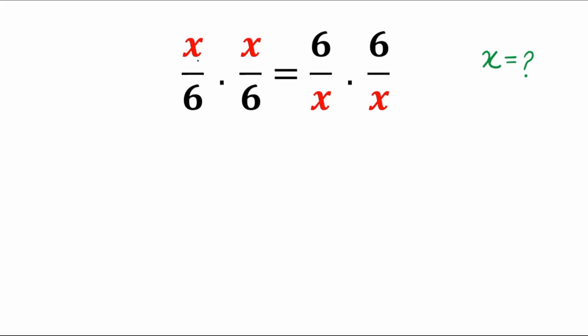We have x over 6 times x over 6, this is equals to 6 over x times 6 over x. Here we need to calculate all possible values of x.